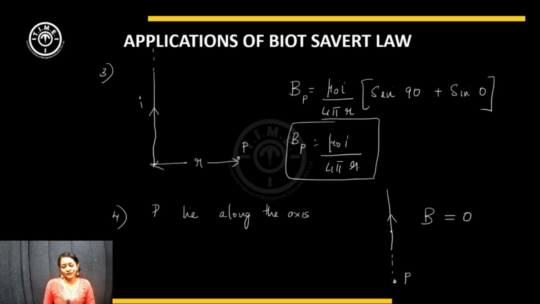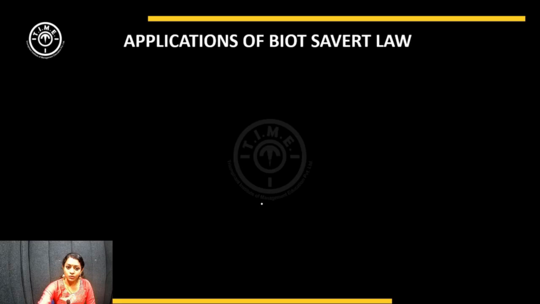Yes, it will definitely be equal to 0 if the point P is lying along the axis of the current carrying conductor. Clear? So these are the four cases to be remembered regarding a straight current carrying conductor. Now let's move on to the next case, which is a circular loop which is carrying current.